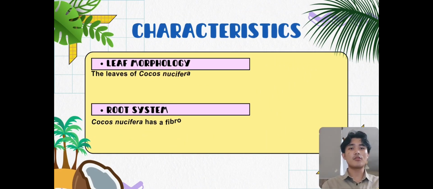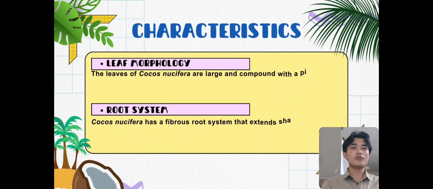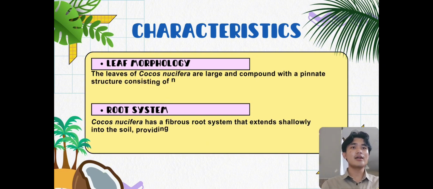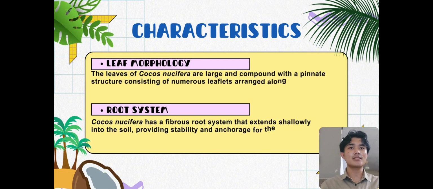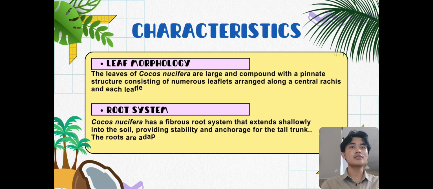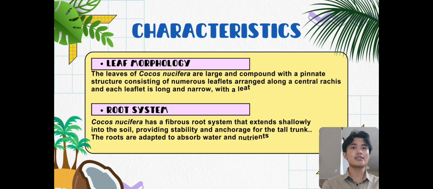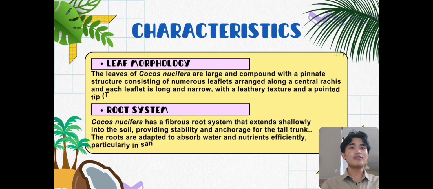Next is the leaf morphology. Leaves of the coconut tree are large and compound with a pinnate structure, consisting of numerous leaflets arranged along the central branches, and each leaflet is long and narrow with a leathery texture and pointed tip. Next is the root system. The root system extends shallowly into the soil, providing stability and anchorage for the tall trunk.